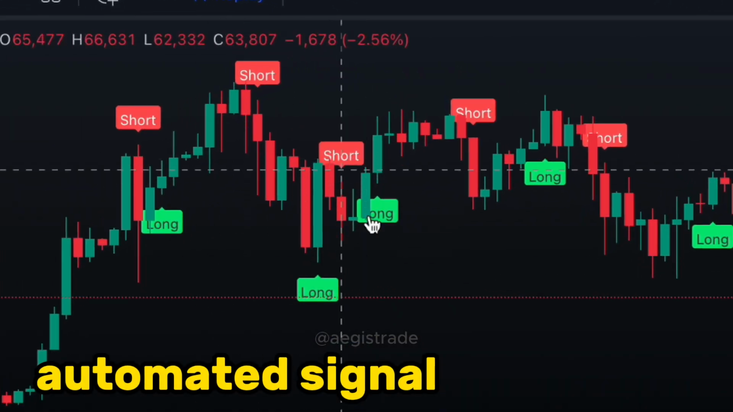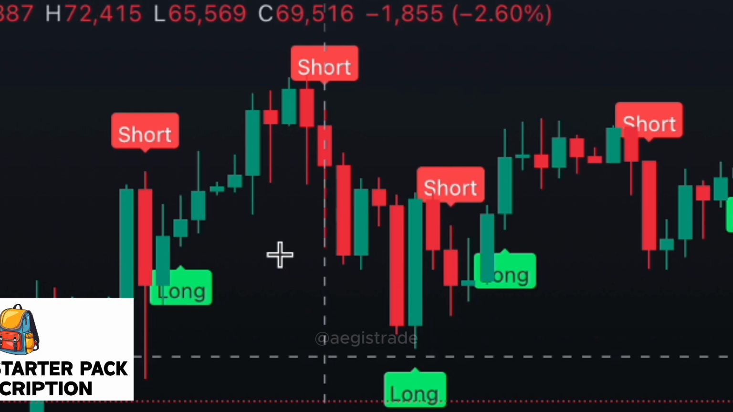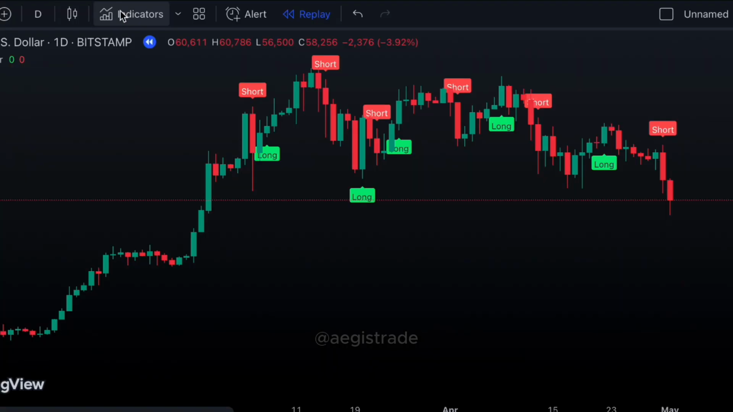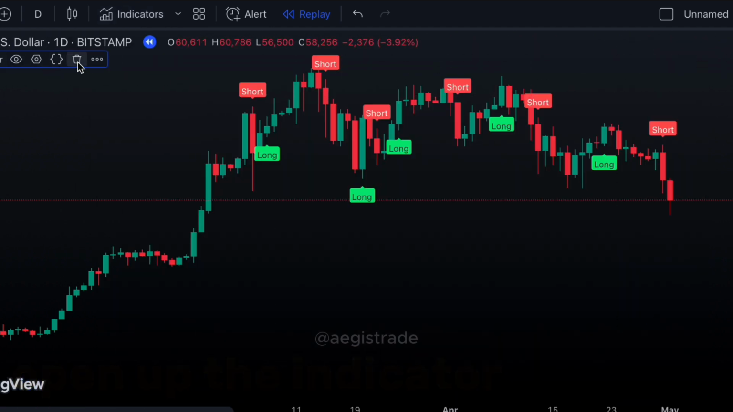The indicator provides a clear buy or sell signal. A green long signal is a buy position signal, while a red short signal is a sell position signal. In this video, we are going to go through this indicator and customize the best setting using this indicator.